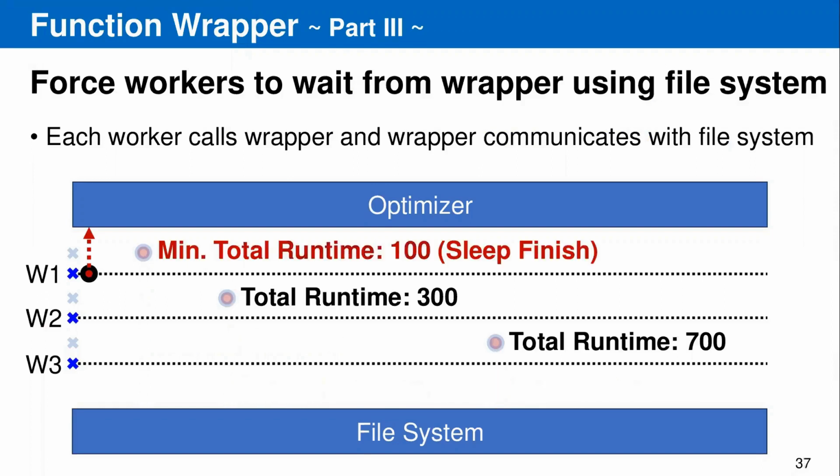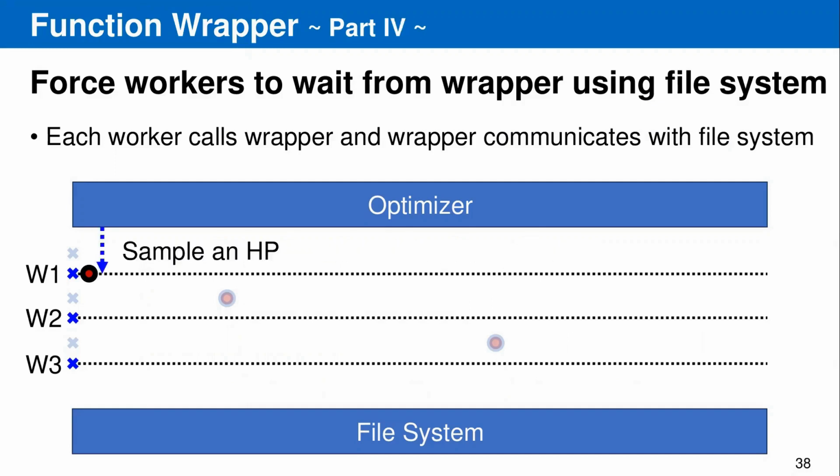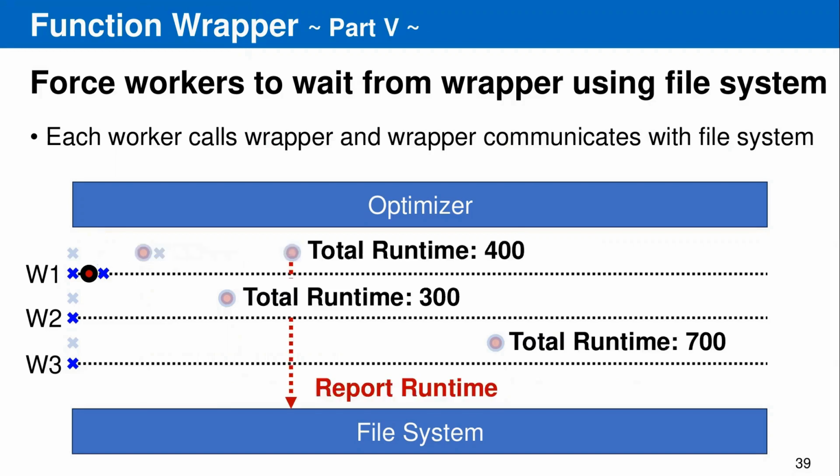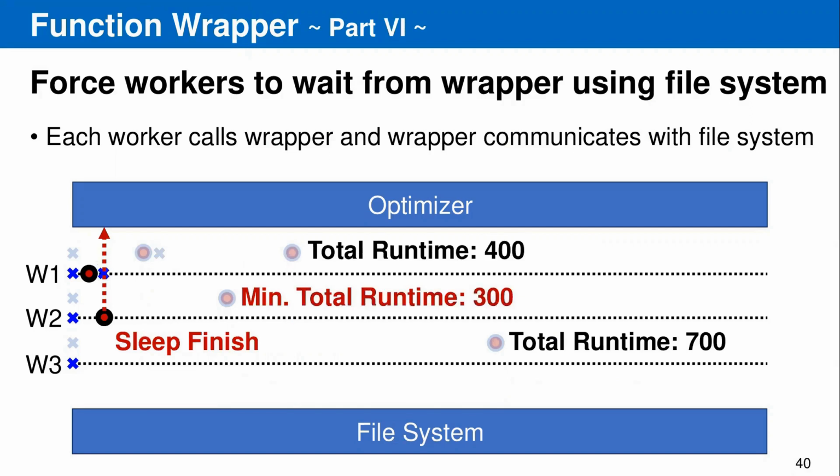Then our wrapper checks the minimum total runtime and terminates the sleep for this worker. And the worker returns the result to the optimizer. Then the optimizer samples for the freed worker. The wrapper reports the runtime, updates the total runtime, checks the minimum total runtime, finishes the sleep for this worker, and returns the result to the optimizer.